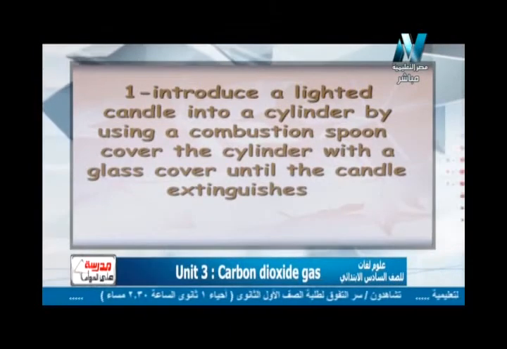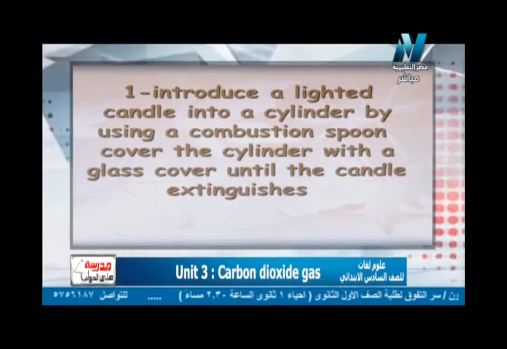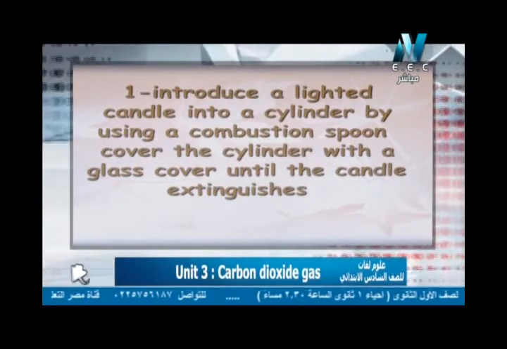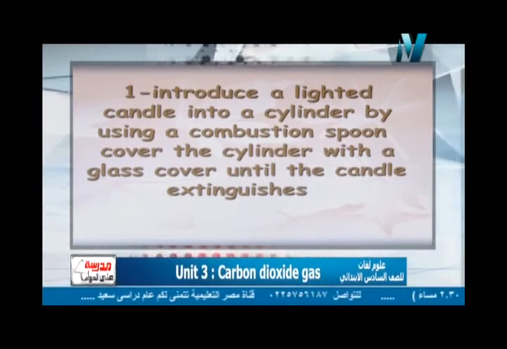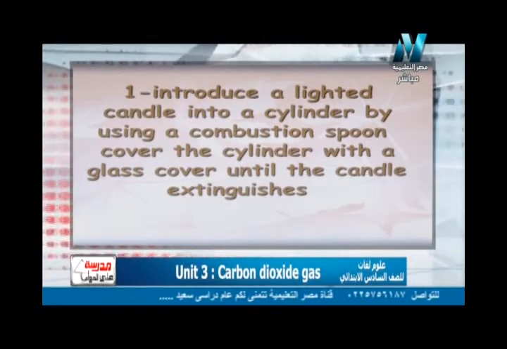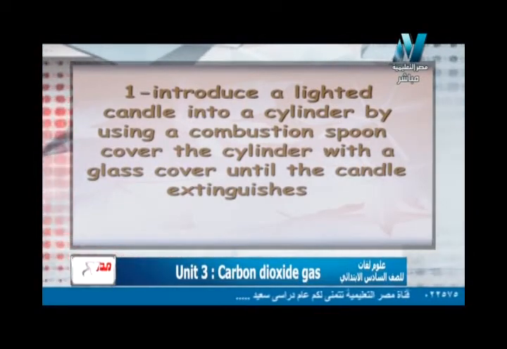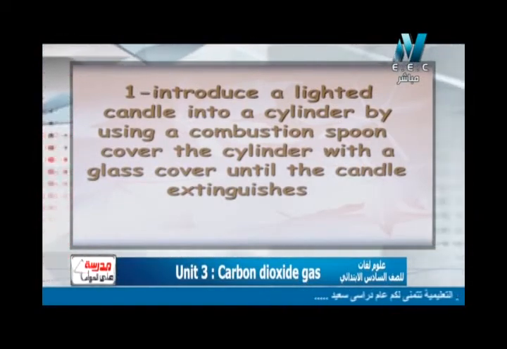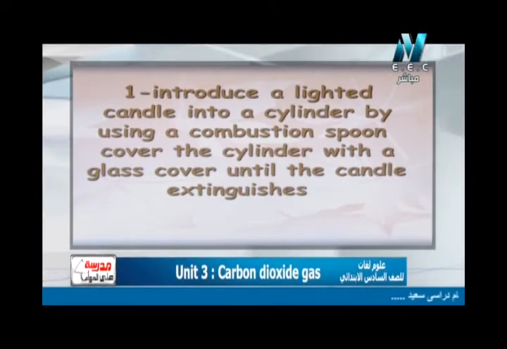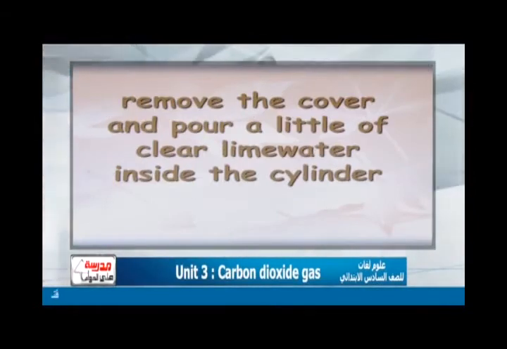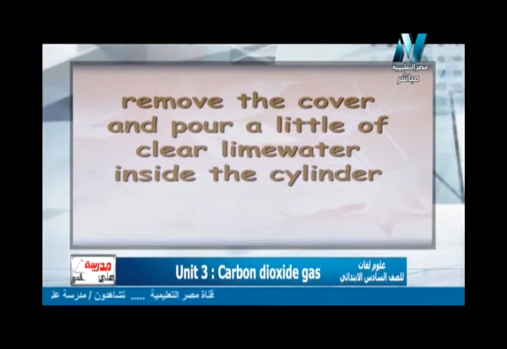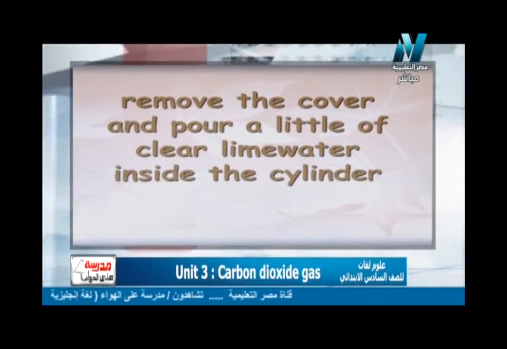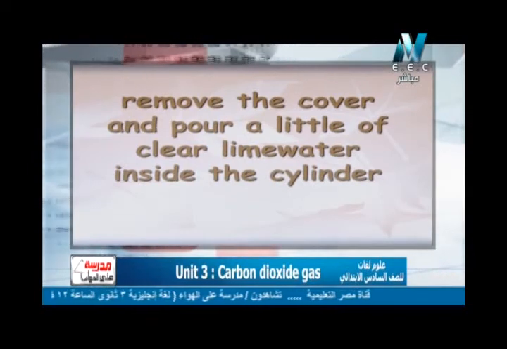Introduce a lighted candle into a cylinder by using a combustion spoon, meaning a hot lighted candle in the cylinder by means of the combustion spoon. Cover the cylinder with a glass cover until the candle is completely extinguished. What happened after that? Remove the cover and pour a little amount of clear lime water inside the cylinder. As soon as I remove the cover, we pour some lime water inside the cylinder.